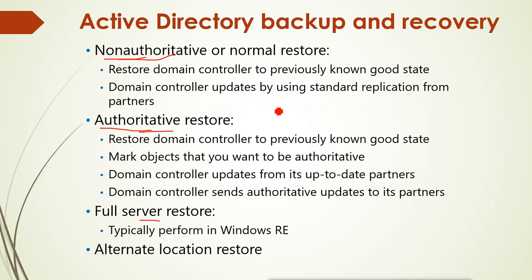Now if we have multiple domain controllers, then we should not do this non-authoritative restore. Now what will an authoritative restore do? It restores the domain controller to the previously known good state, makes the objects that you want authoritative, the domain controller updates from its up-to-date partners, and the domain controller sends authoritative updates to its partners also.